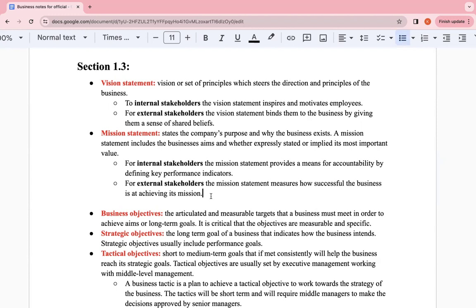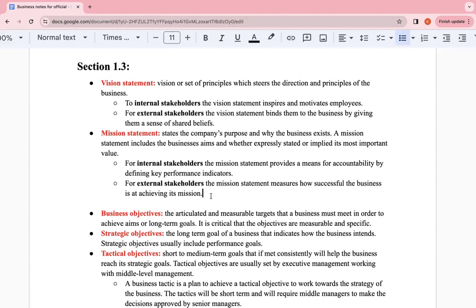For the internal stakeholders, the mission statement provides a means for accountability by defining key performance indicators. For example, if the business is saying that their purpose is to be sustainable, let's say it's a clothing brand like Pangaia, we can use it as an example, where this business uses recycled material to make the clothing. We know that this is what they do because they're sustainable. So their purpose is being sustainable, and the key performance indicators are how much they're contributing to sustainability.